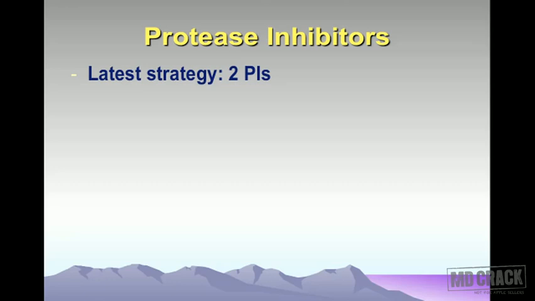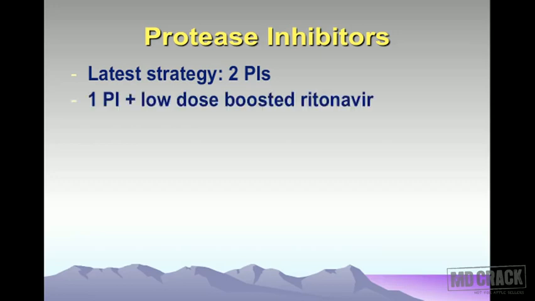And the latest strategy in the management of the HIV disease is to use two protease inhibitors. So as we say, we always use one NRTI, one NNRTI for example, and one PI. So you already have one drug from each of the groups, one NRTI, one NNRTI, one PI. In addition to this, we use one more PI, and that one more PI is ritonavir. And this is called low dose boosted ritonavir therapy.